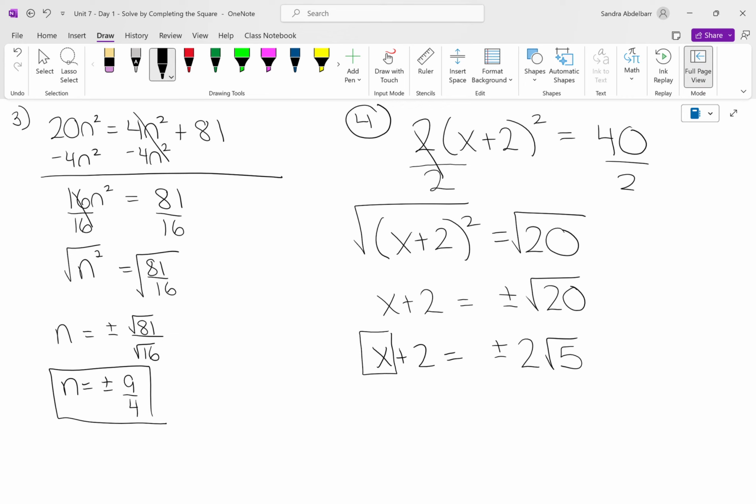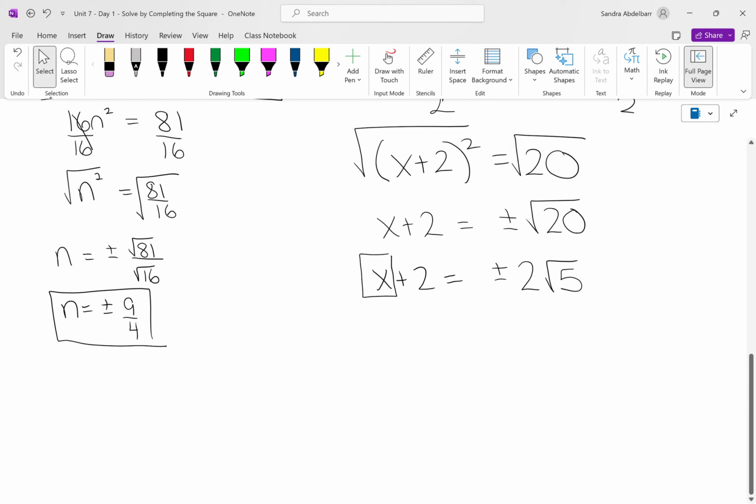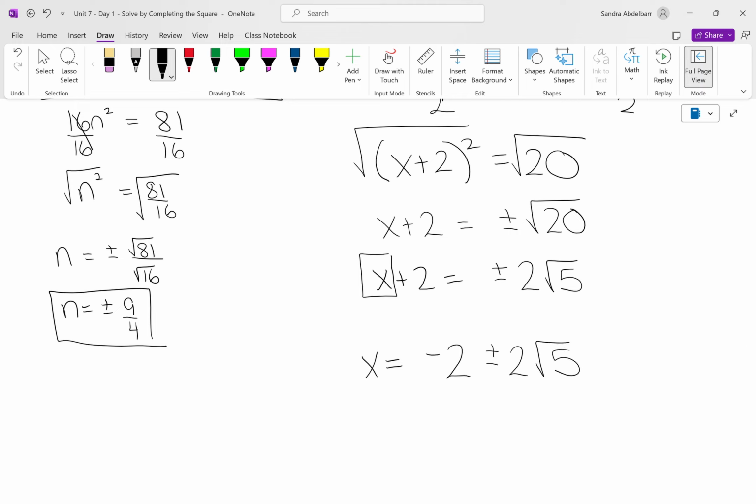We're not done because we're solving for x. So now to solve for x, do we all agree I must subtract the 2? So now this is going to be x is equal to negative 2 plus or minus 2 root 5. And because I cannot subtract or add 2 and 2 root 5, we leave it just like that.